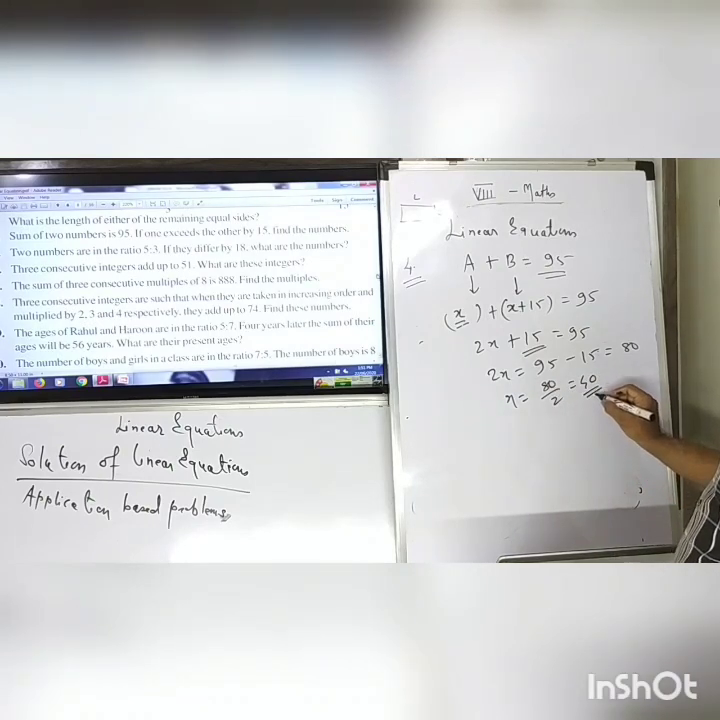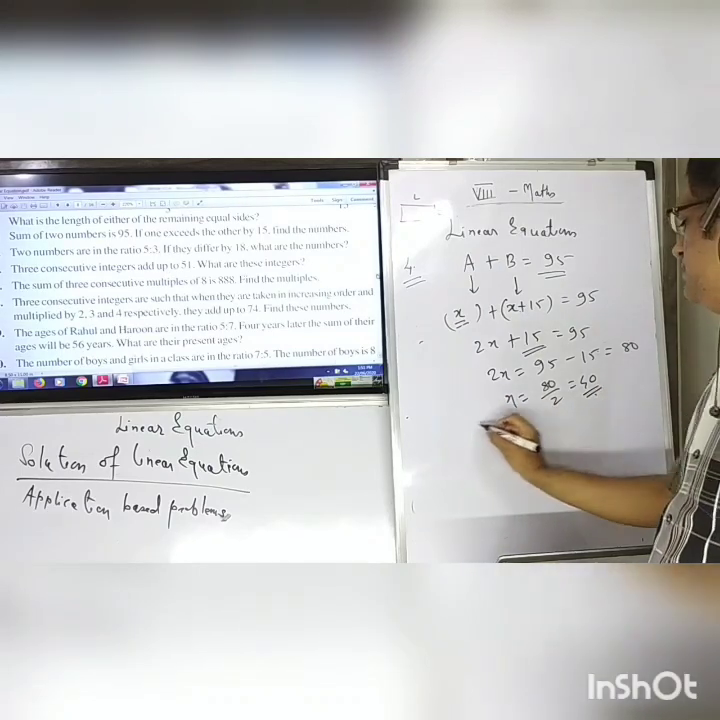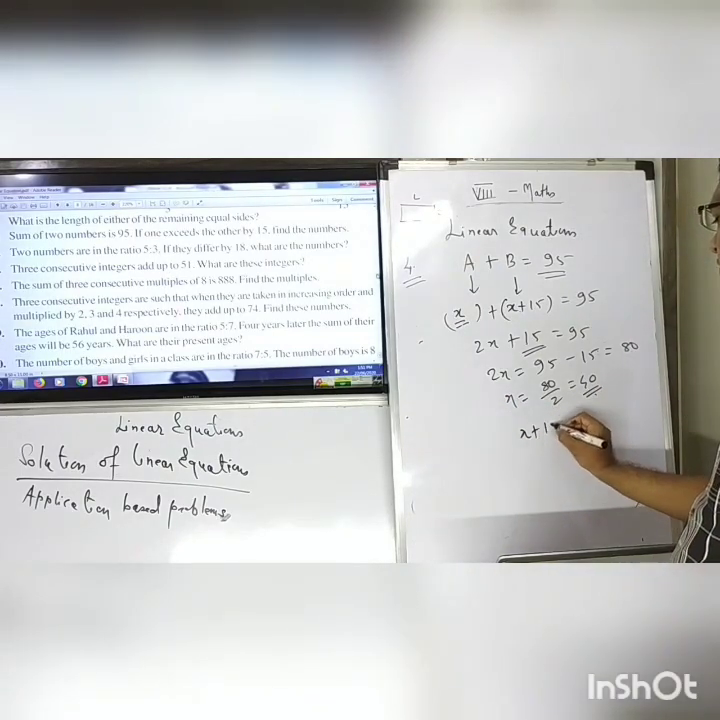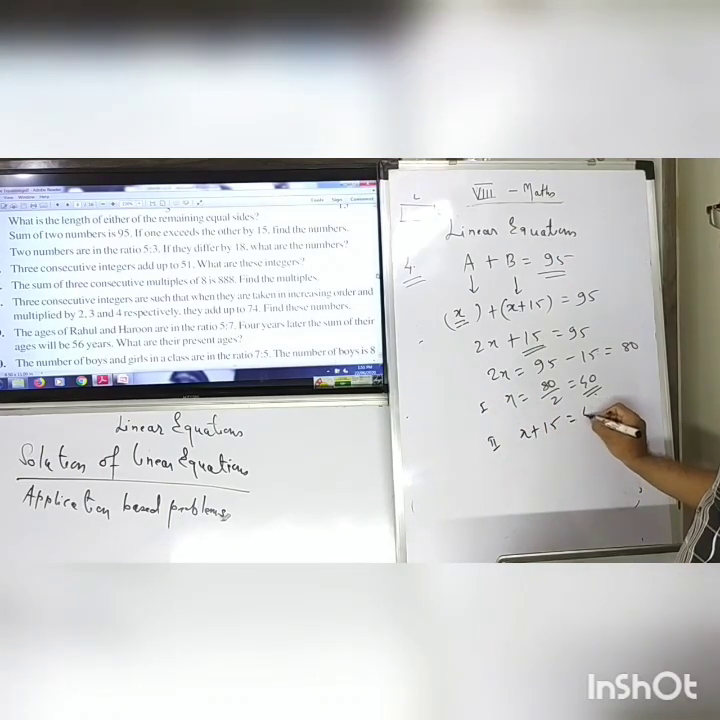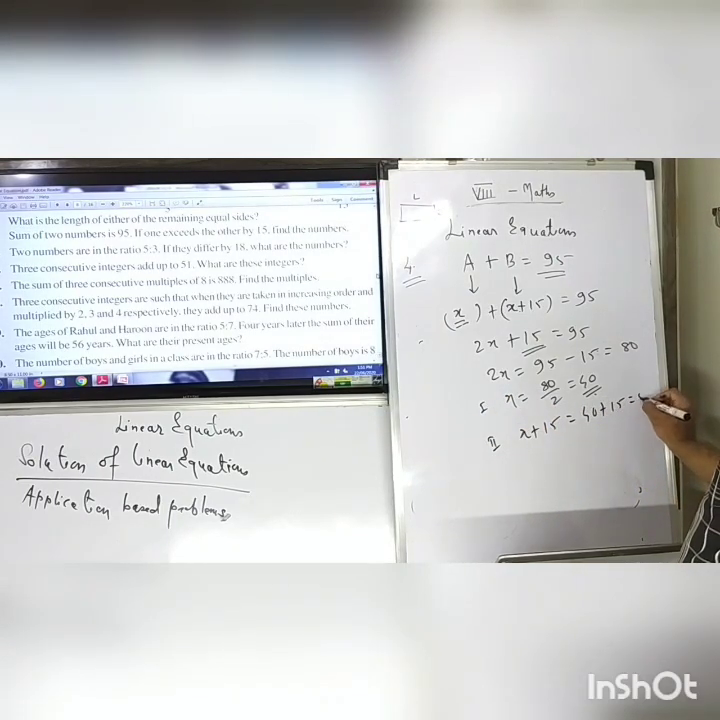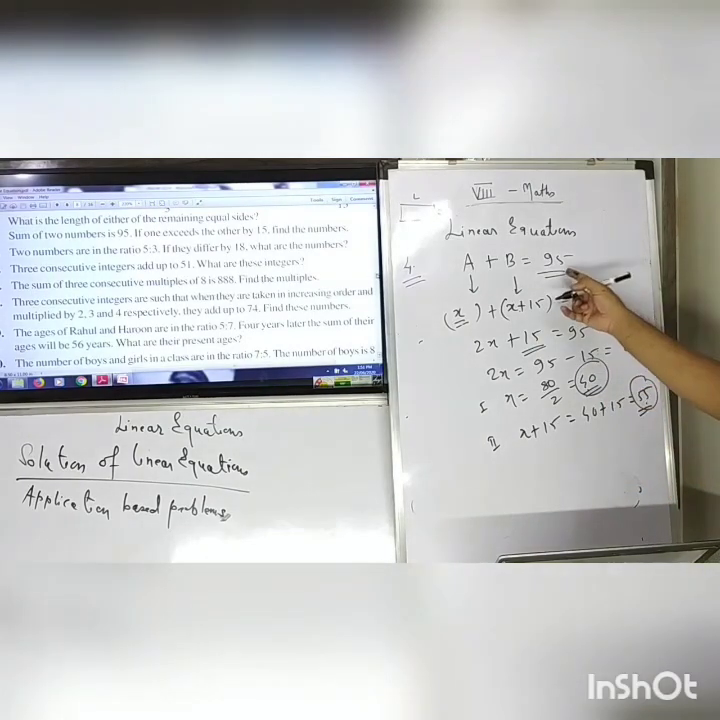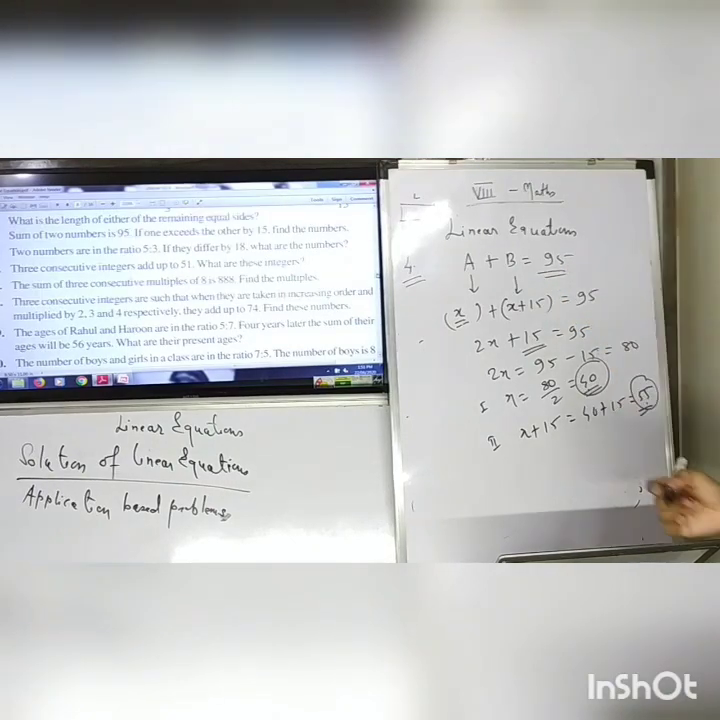So one number is 40. This is the first number. And the second number is x plus 15, that means 40 plus 15, that is equal to 55. So the two numbers are 40 and 55. That sum equal to 95.